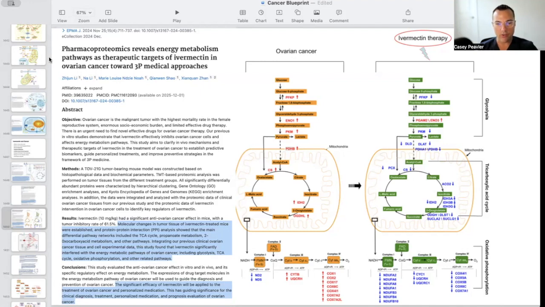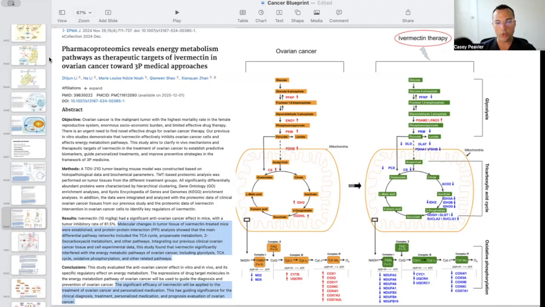This study found that ivermectin significantly interfered with the energy metabolic pathways of ovarian cancer, including glycolysis, TCA cycle, oxidative phosphorylation, and other related pathways. The significant efficacy of ivermectin will be applied to the treatment of ovarian cancer and personalized medicine. This has guiding significance for the clinical diagnosis, treatment, personalized medicine, and prognosis evaluation of ovarian cancer.